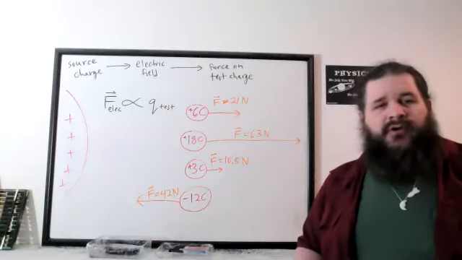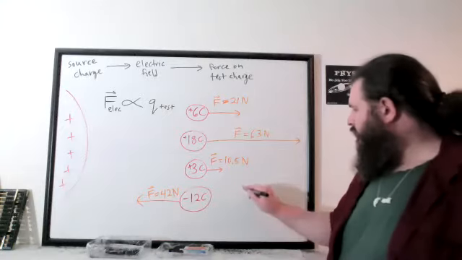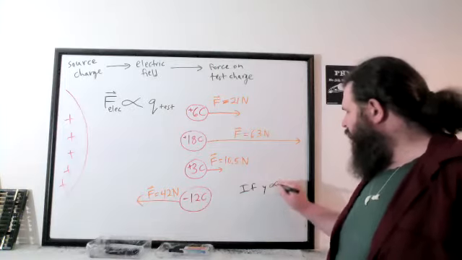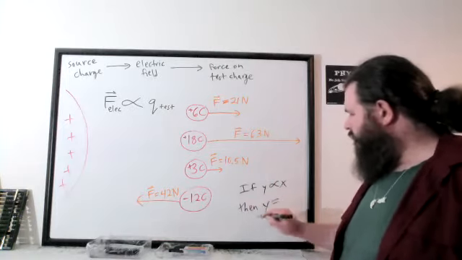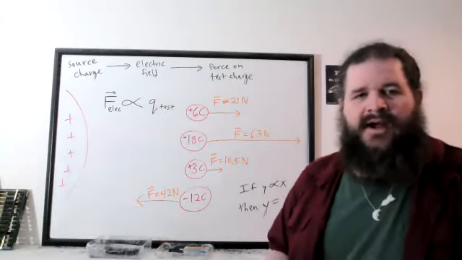And we can always write proportionality as an equation. In general, if y is proportional to x, how do we write that as an equation? Y equals what?